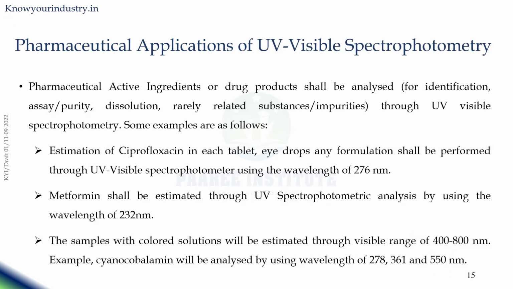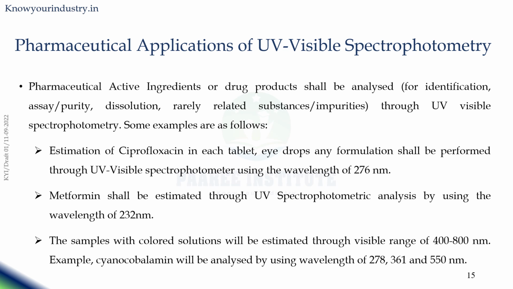So in this particular slide, we are going to see certain examples of pharmaceutical applications of UV visible spectrophotometry. So generally, as we have already seen, the active pharmaceutical ingredient, the API in the drug product, will be analyzed or the impurities will be analyzed using the UV visible spectrophotometer.